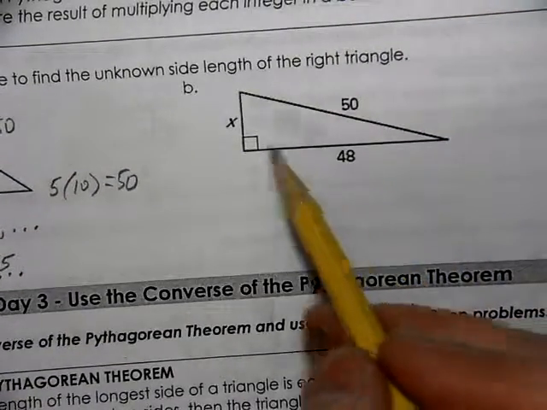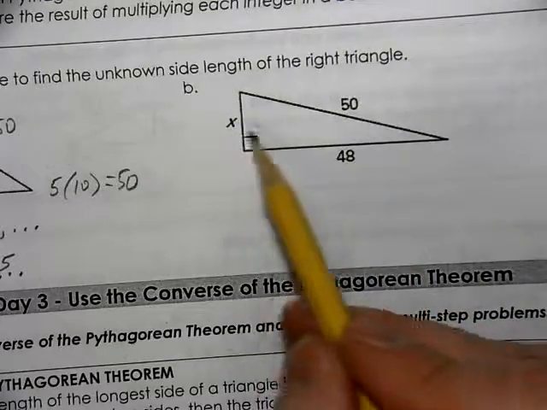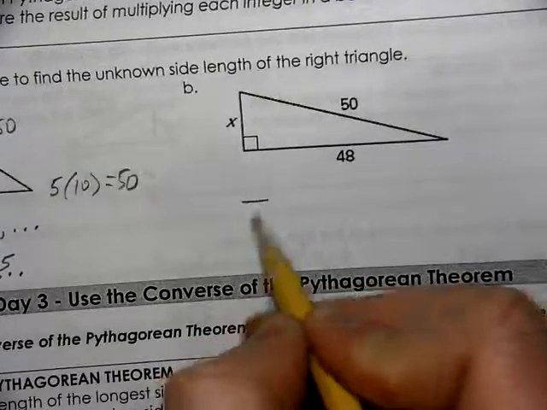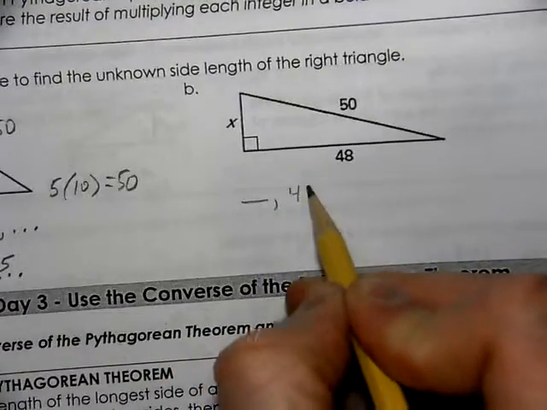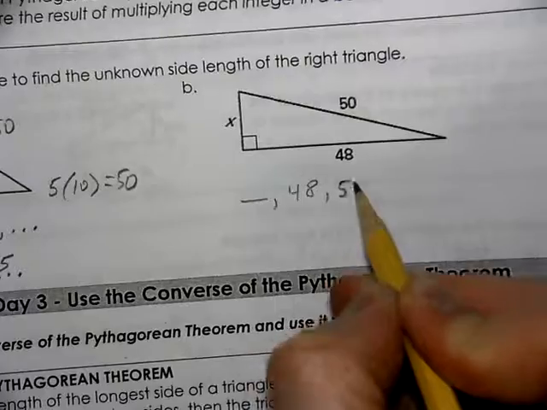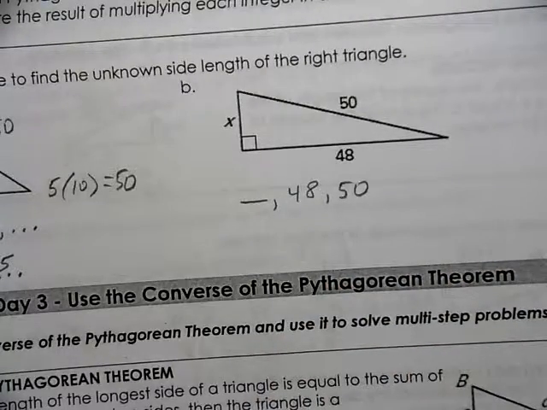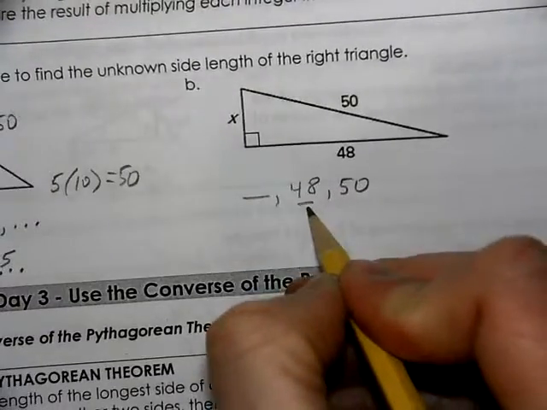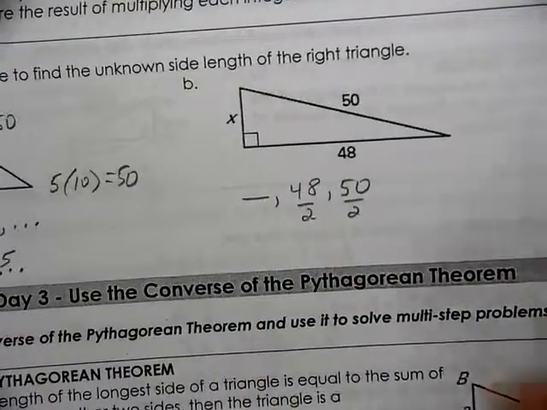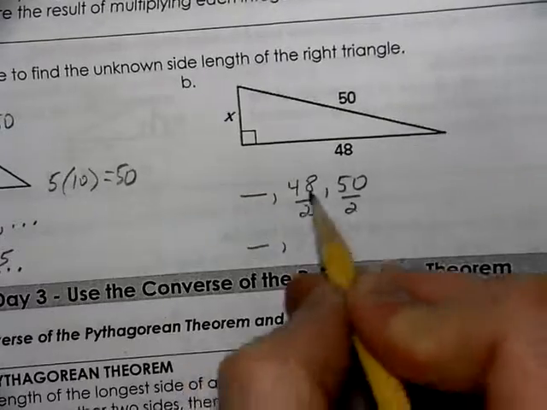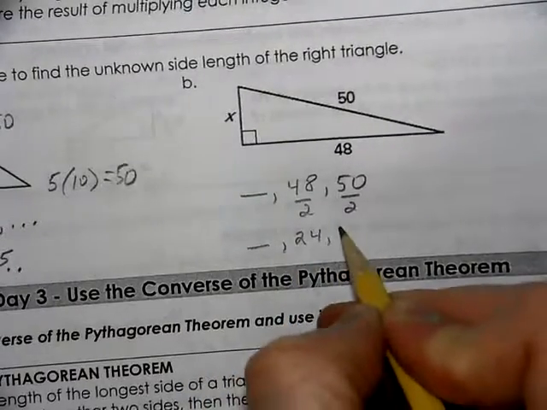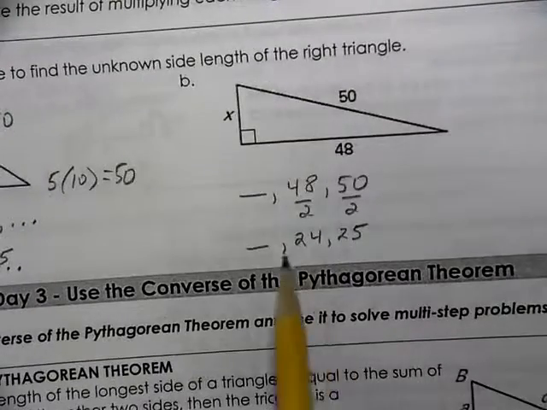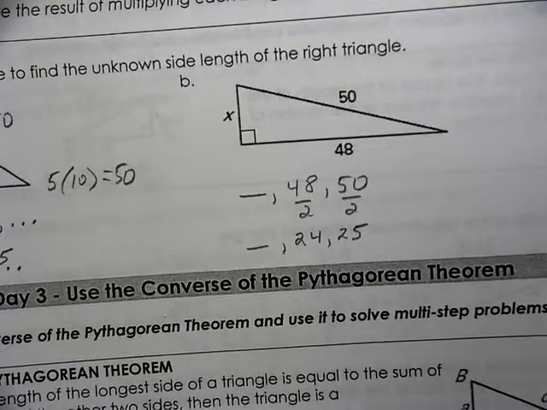Let's try this one. Here's the legs. We're looking for one of the legs. We don't know that leg. We know the 48 and we know the 50. So I'm going to ask myself, what number goes into both of those? Well, 2 goes into both of those. So some number, 24, 25, might be a Pythagorean triple.